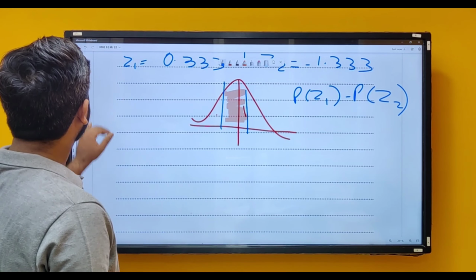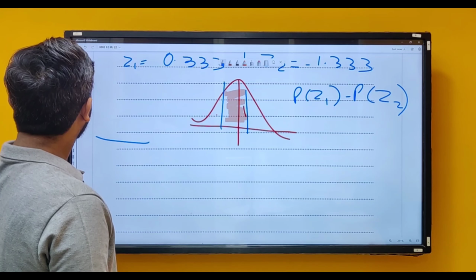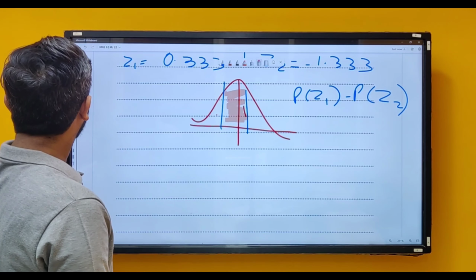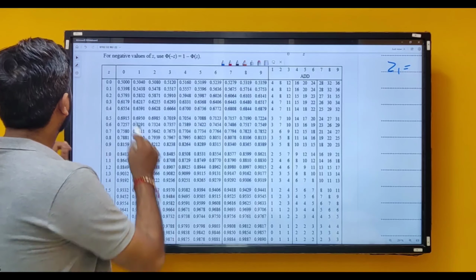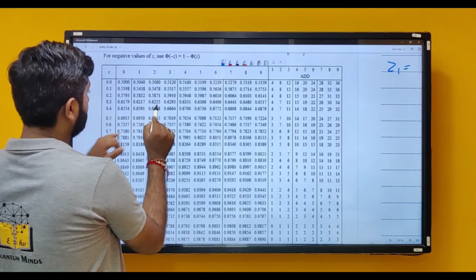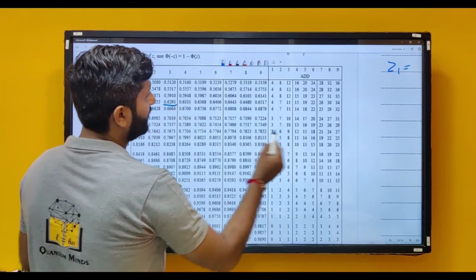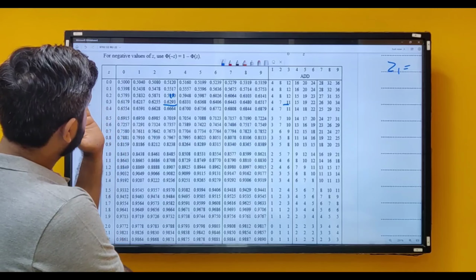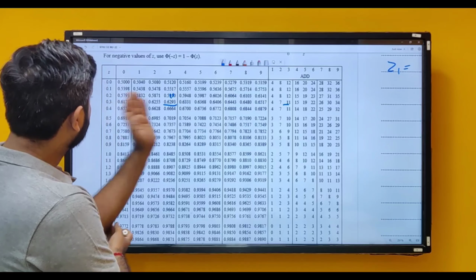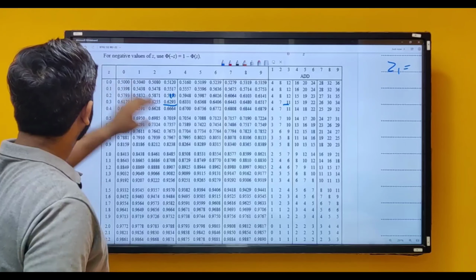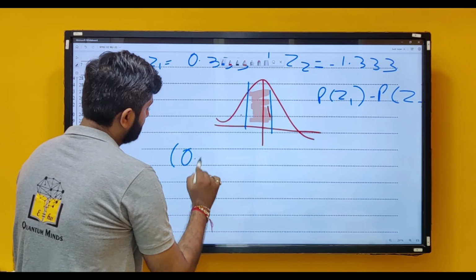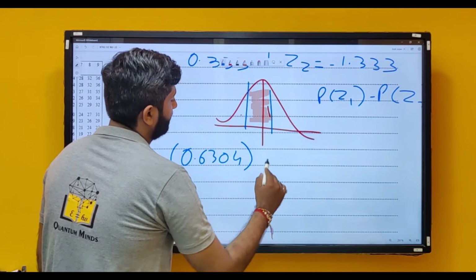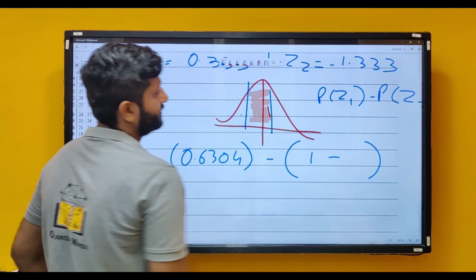So Z1 is 0.333. Let me find out its probability. So probability of 0.333. 0.3, 3 is 0.6293, and 3 is add 11. So if I add 11, this is going to be 0.6304. 0.6293 plus 11 is 0.6304. So the value for Z1 is 0.6304. From this, I'll have to subtract.